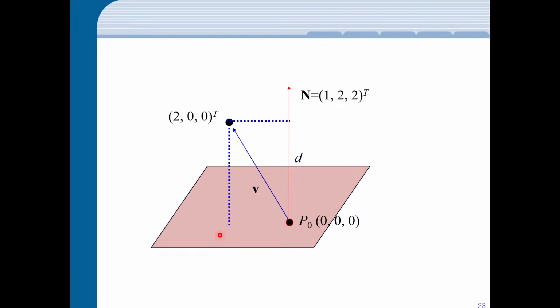Let's try to draw here. We are saying you have some point p1, and this vector from p0 to p1 should be orthogonal to n. This should be orthogonal.